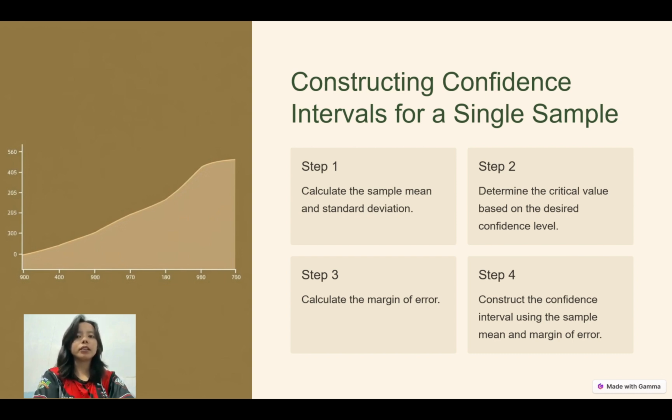So, step 1, calculate the average and how spread out the data is, or standard deviation. Step 2, find a critical value based on how confident we want to be. Example, 95% confident. Step 3, calculate the margin of error, how much our estimate might be off. And step 4, combine the average and margin of error to get the confidence interval.